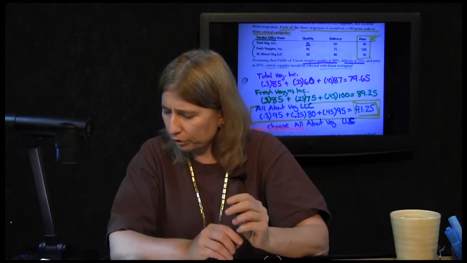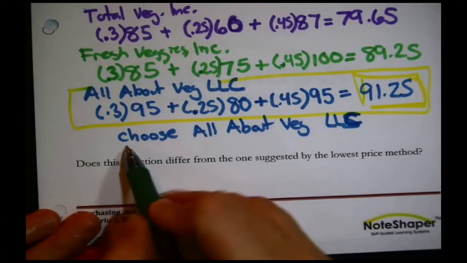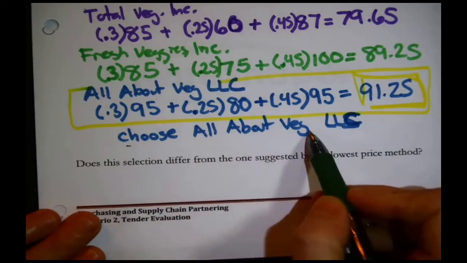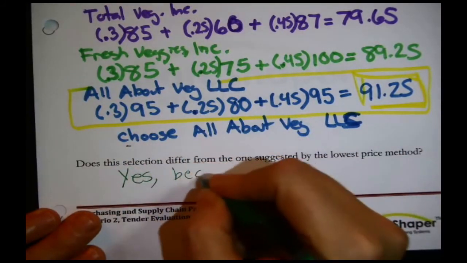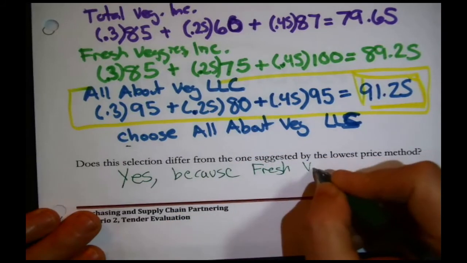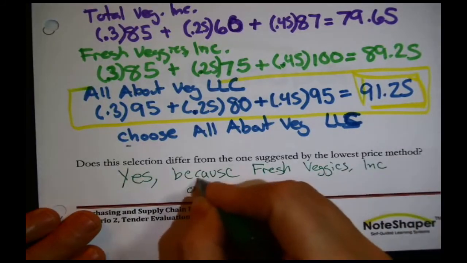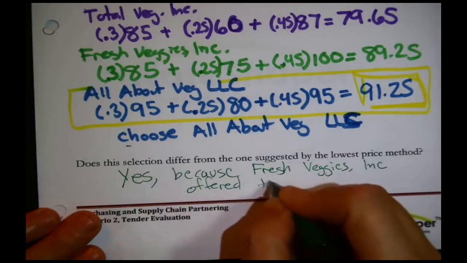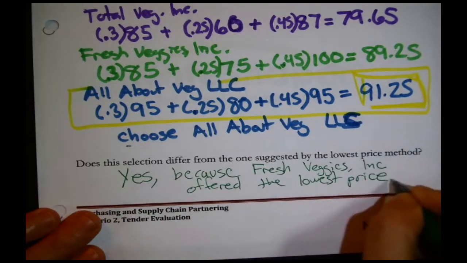Okay, so does this selection differ? With linear averaging, we choose All About Veg. The answer here is yes, because Fresh Veggies Inc. offered the lowest price. We can see that because we gave them the highest score for price.